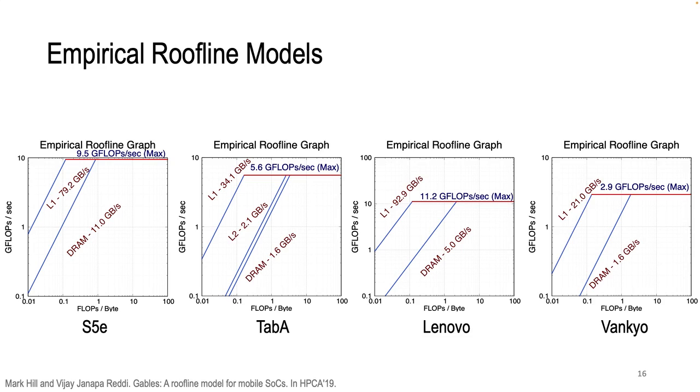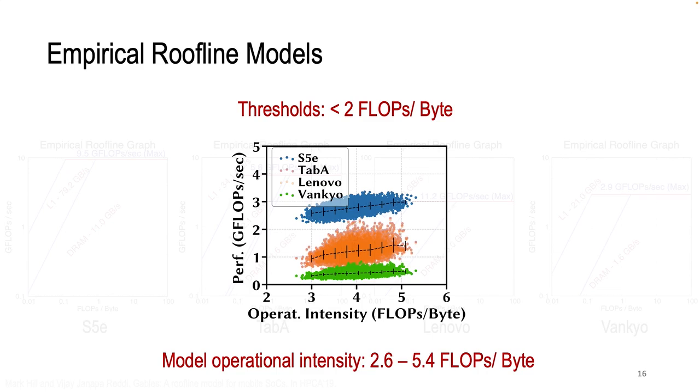We measure the actual attainable peak performance of our 4 devices with Gables. We see that the ridge operational intensity of 4 tablets are all around 2 flops per byte, while the operational intensity of our sampled models are in the range of 2.6 to 5.4 flops per byte. So most of our sampled models are in the compute-bound region of these devices. This partially explains the strong latency monotonicity that we empirically observe in the mobile platform.